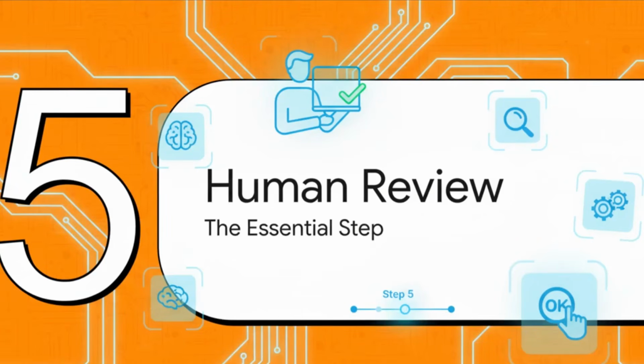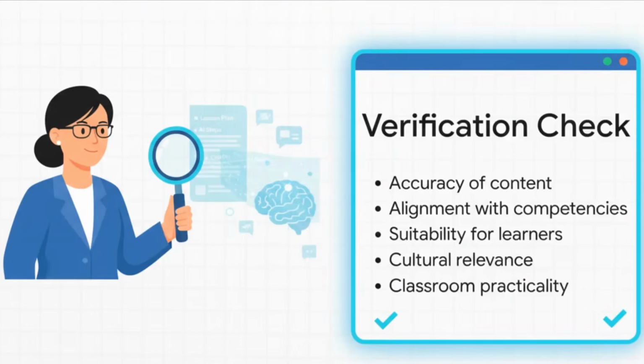Section 5. The Essential Human Review. All right, we have arrived at Step 5. This is the final and absolutely most crucial destination of our entire workflow. You are the educator. You are the ultimate decision maker here. While AI generates drafts incredibly fast, your professional judgment is what really matters.